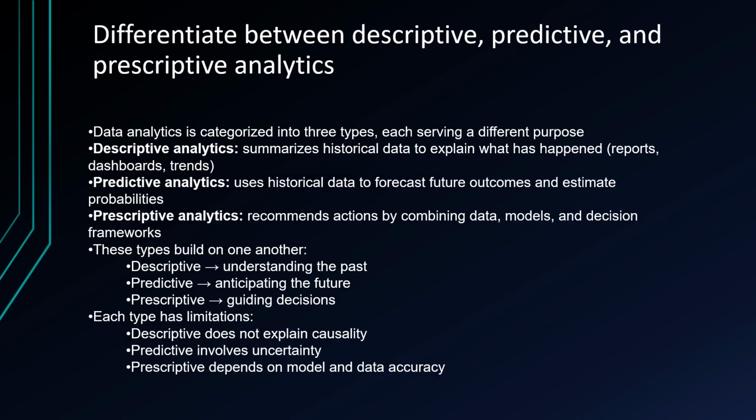We begin with descriptive analytics. Descriptive analytics focuses on summarizing historical data to explain what has already happened. This is the most basic and most commonly used form of analytics. Organizations rely on descriptive analytics to produce reports, dashboards, and visualizations that present past performance in a clear and organized way. These outputs allow decision makers to observe patterns, track results, and identify changes over time. However, descriptive analytics does not explain why those outcomes occurred. It provides visibility, but not causation.